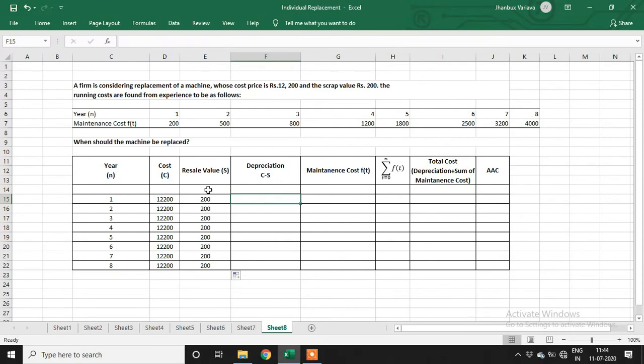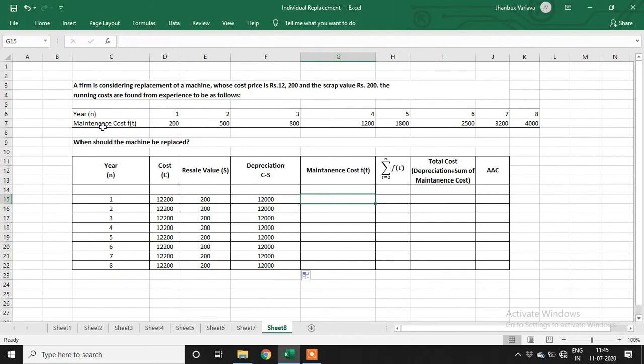Now for the depreciation, how can we find depreciation? That means the reduction in the value. So you have to take this C over here minus this resale value. Okay, so that will give you an answer of 12,000. Now I have to do it for every year. So every year is going to have the same answer because it is going to be minus the 200. So the answer will be the same.